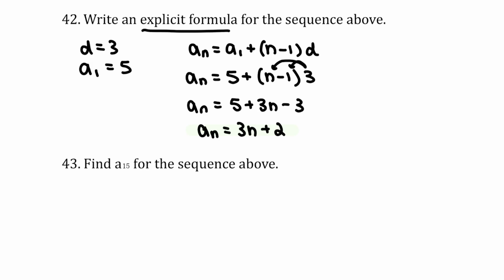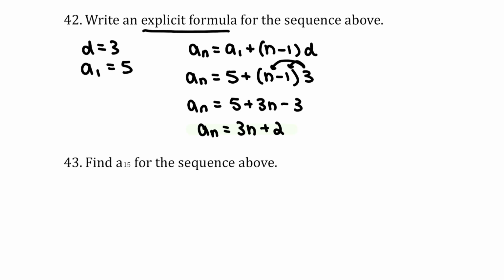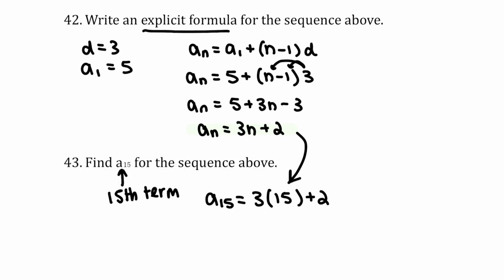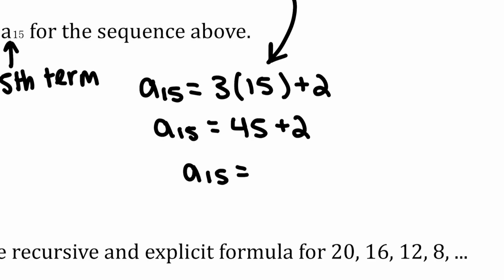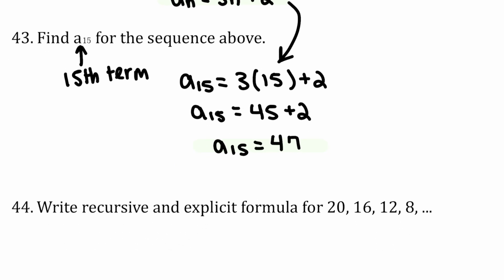43 is using part of 42 again. So find a_15 for the sequence above. That means the 15th term. So how we do that is we take the formula we just solved for and we plug in 15 into n. So a_15 is equal to 3 times 15 plus 2. So a_15 equals 45 plus 2. a_15 is equal to 47. So that is the, sorry, 47 is the 15th term of the sequence.